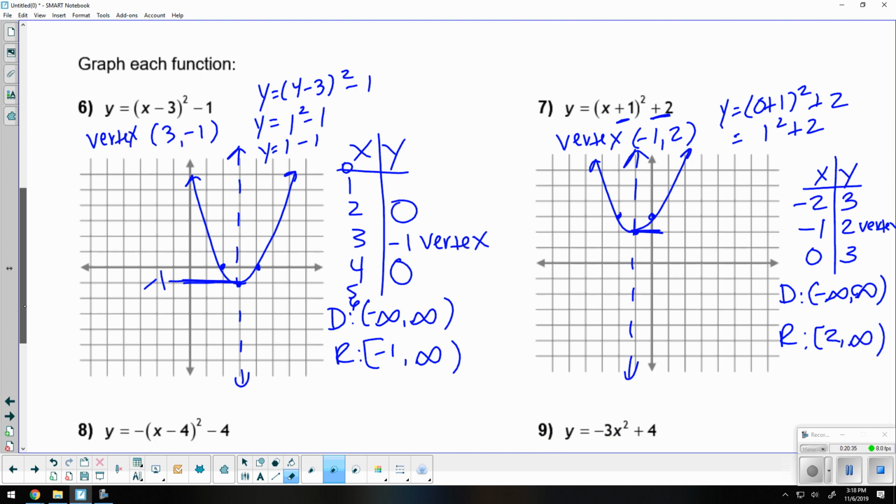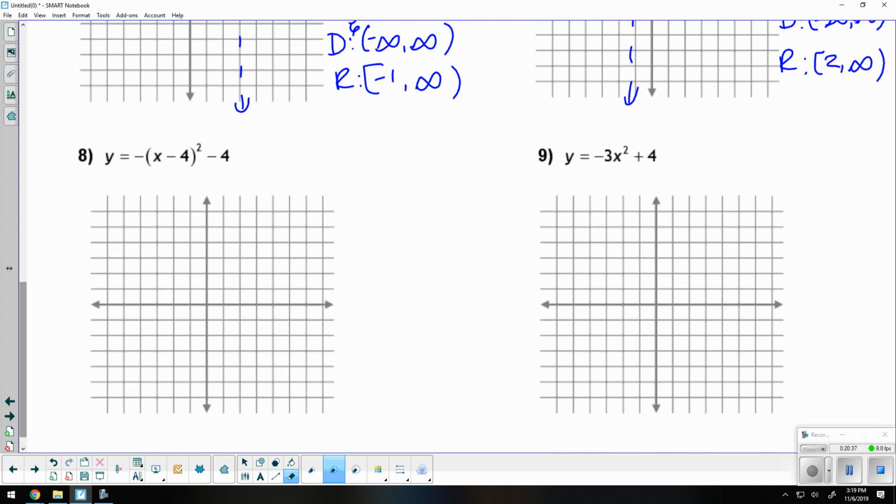Okay? Next one. I do see that negative out front, which we'll talk about in a second, but our vertex looks like it would be positive 4 and negative 4. So again, in our table, we got 4, negative 4, that would be our vertex. So just like before, that A value doesn't have anything to do with our vertex. Nothing at all.